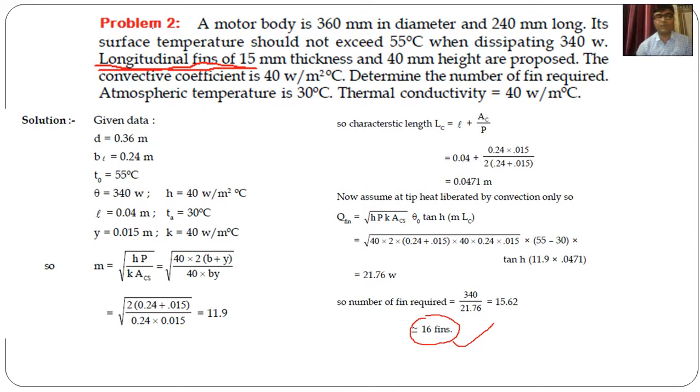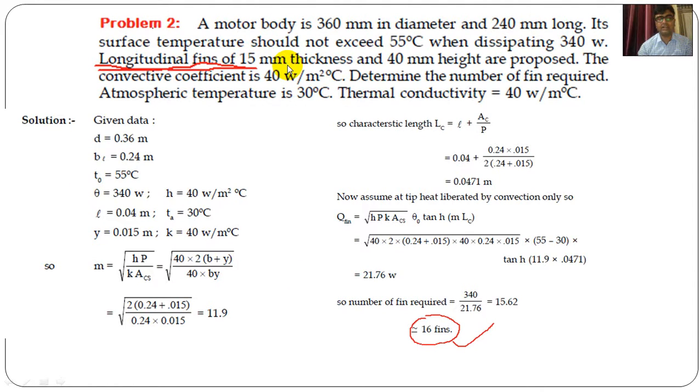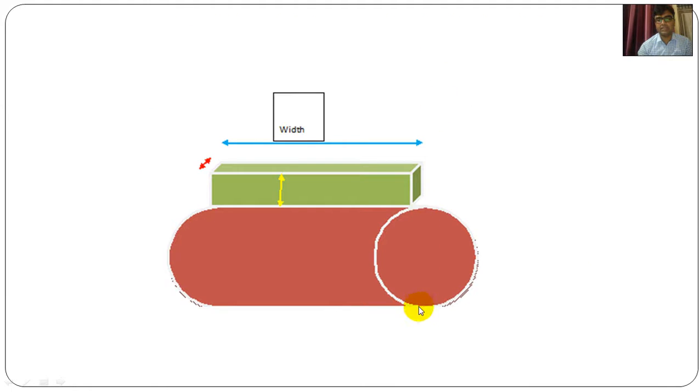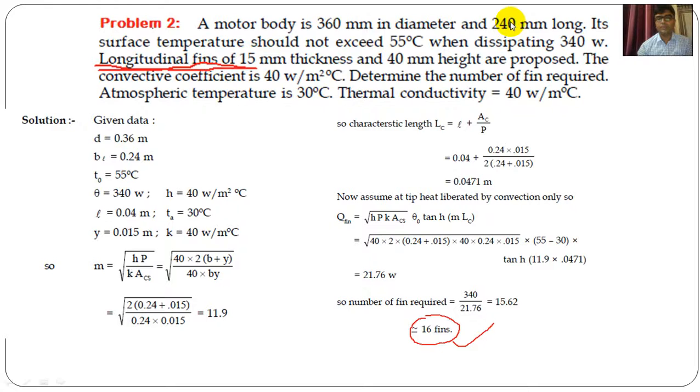So for that purpose, I am just drawing the diagram. In this diagram, if you observe, this particular area is some machine. This is a motor body which I am considering as a rectangular shape. Why am I considering a rectangular shape? Because the 360 mm diameter is given; this distance is the 360 mm. On it, the rectangular fin. Why am I considering the rectangular fin? Because this is 15 mm thickness and 40 mm height. So definitely the thickness and height are given. So it is not a circular fin. It must be a rectangular fin.